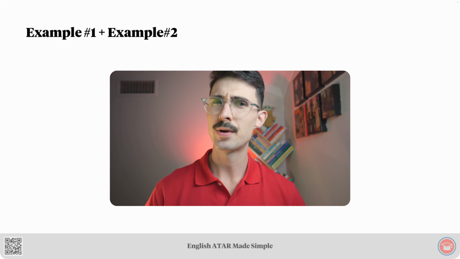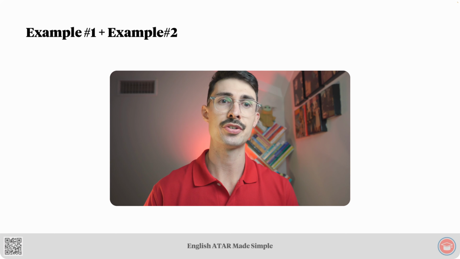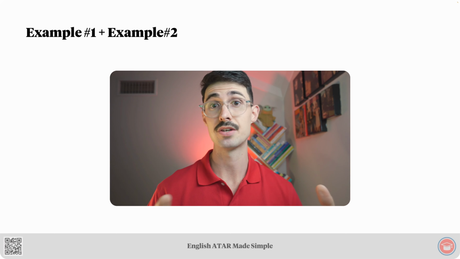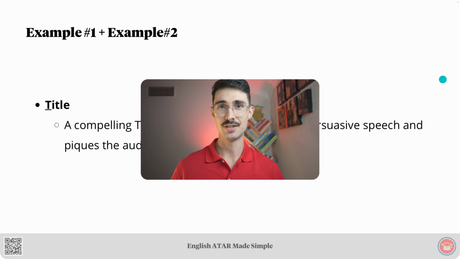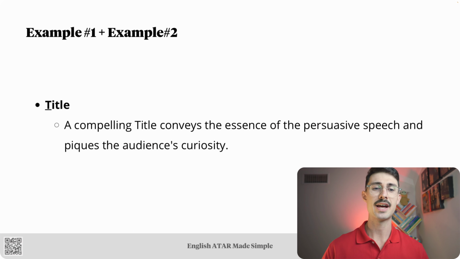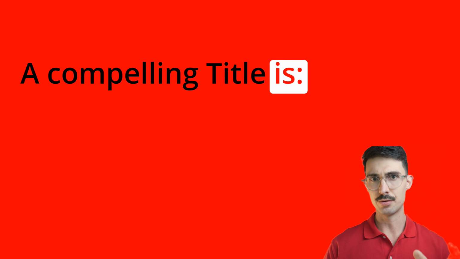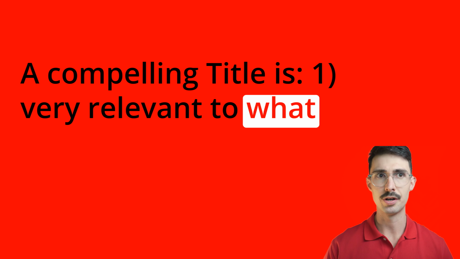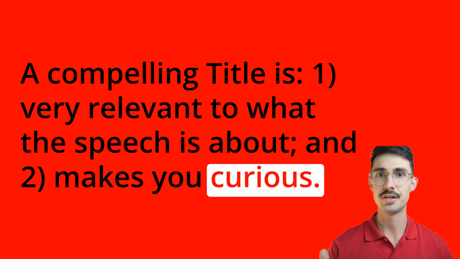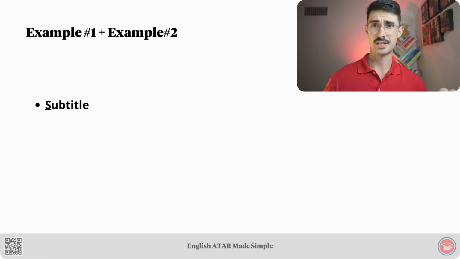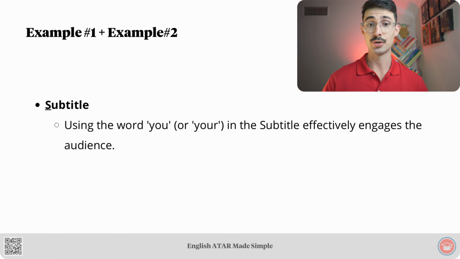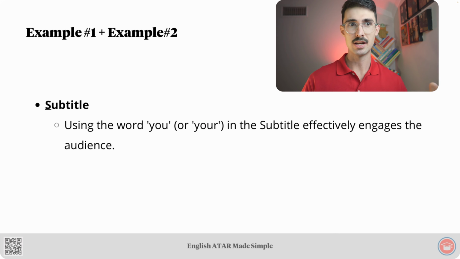Here are some key takeaways from those examples in relation to each element of the title and the introduction. Starting with the title element of the title. In those 2 examples, we saw that a compelling title conveys the essence of the persuasive speech and piques the audience's curiosity. A compelling title is, firstly, very relevant to what the speech is about, and secondly, makes you curious. A key takeaway in relation to the subtitle, using the word you or your in the subtitle effectively engages the audience. It makes the audience feel like you are speaking directly at them individually.